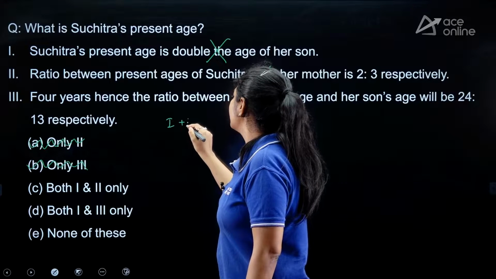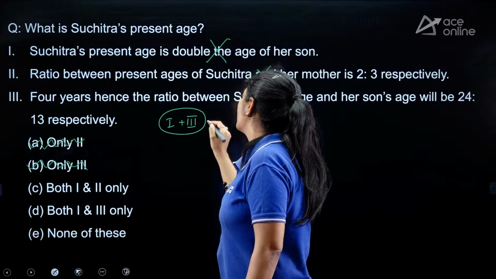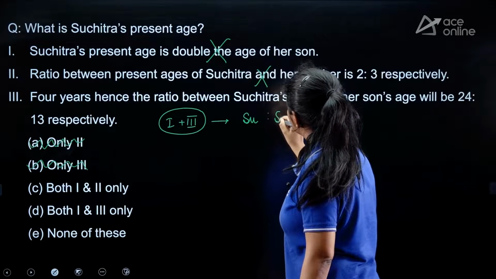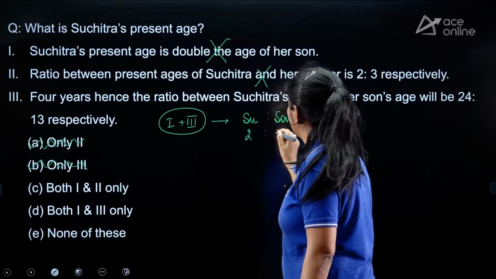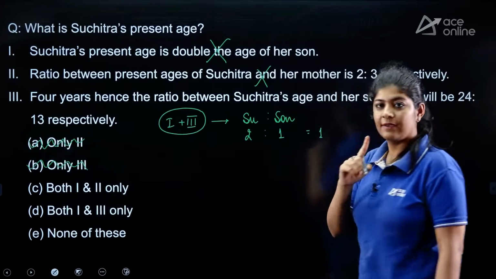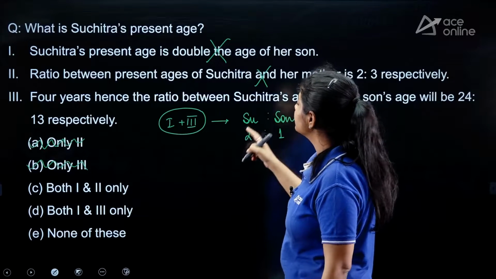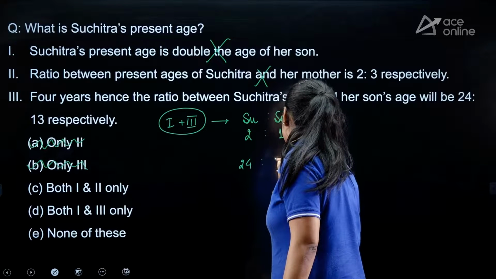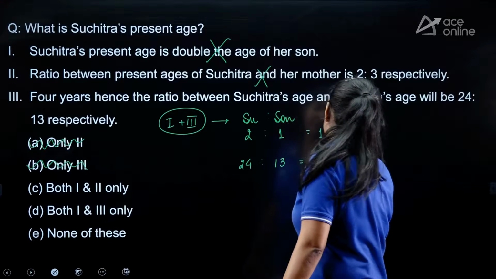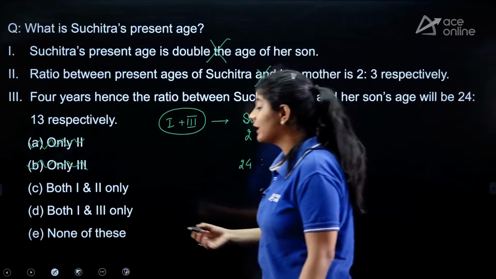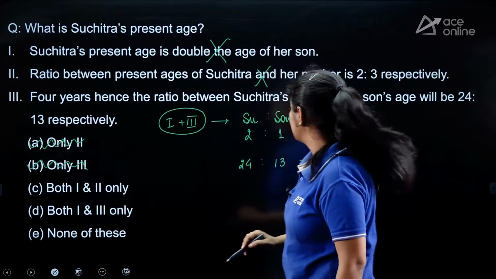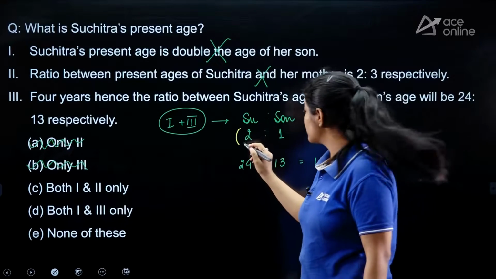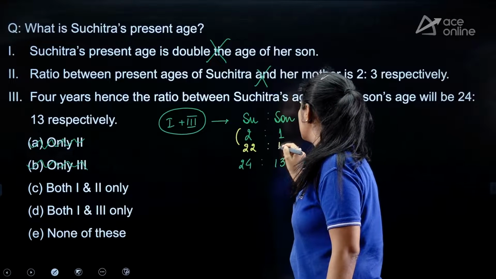If I combine first and the third together, according to the first one, the ratio between Suchitra and her son is 2:1. The age difference is equal to 1. After 4 years, according to the third statement, the ratio will become 24:13. The age difference is 11. We know that the age difference between any two people will always remain the same. So we simply multiply this ratio by 11, and this ratio is converted into 22:11.